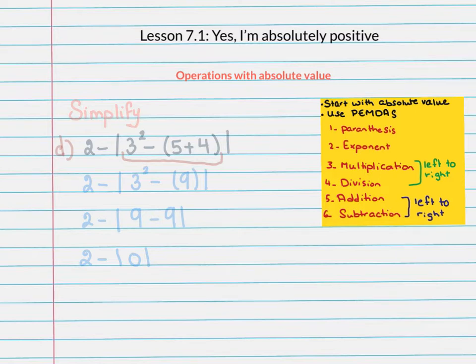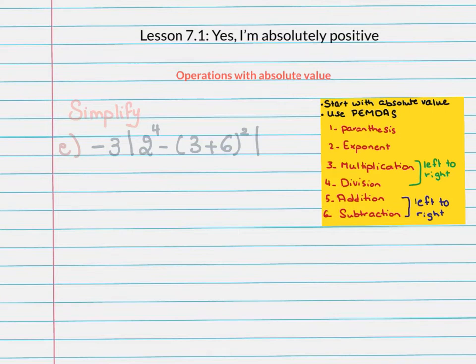Now we have only one value inside the absolute value. Now we can remove it. So it's going to be 2 minus absolute value of 0 is 0. And then the final answer will be 2. So the final answer for this expression is 2.